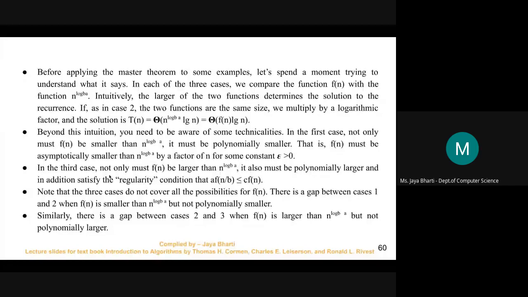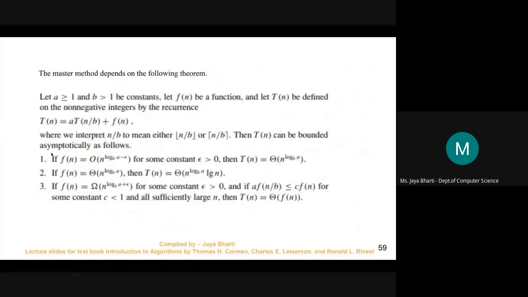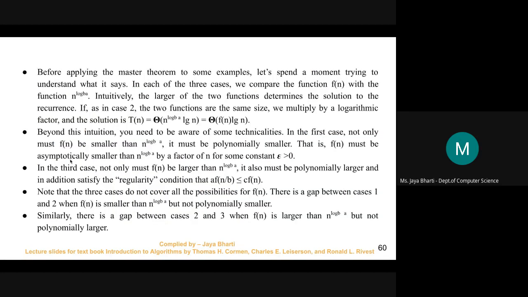In the first case, not only but f of n must be smaller than this one. So what it is saying is that in the first case, the f of n value should not be... because right now we are comparing f of n with this. It is saying that the f of n value should not be just less than this value. Just being less will not work. It should be asymptotically smaller than this value.